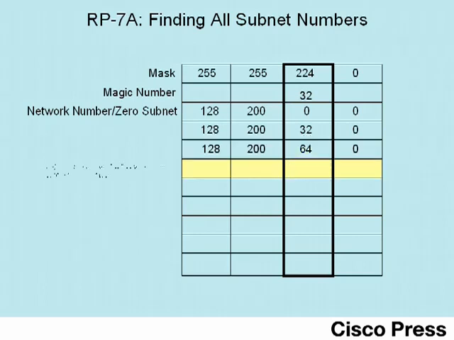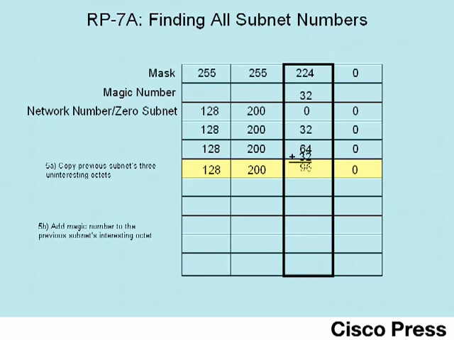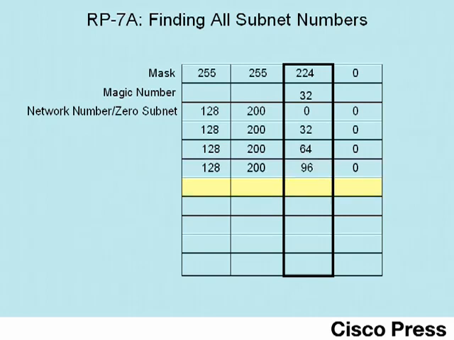Repeating step 5 again, we copy the 3 boring octets down to the next line in the table at step 5A. And then at step 5B, we add the magic number of 32 to 64 in this case, which gives us 96 for the new subnet number. So this next subnet number is 128.200.96.0.